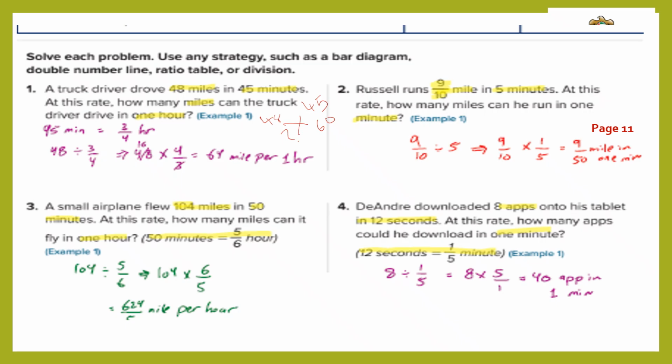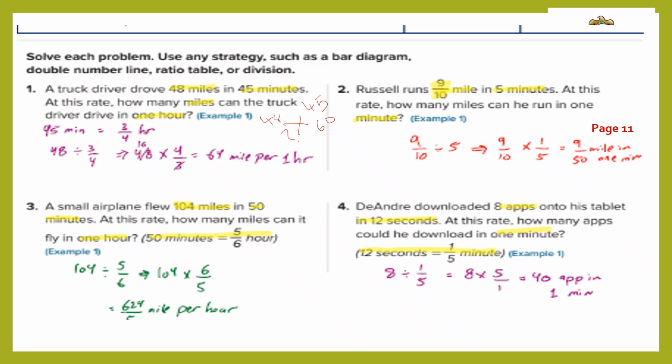Russell runs 9 over 10 miles in 5 minutes. So in 1 minute how much? So what to do? 9 over 10 divided by 5. Divided by 5 means you can multiply with the reciprocal of 5. Reciprocal of 5 over 1 is 1 over 5. Then do the calculation. In this question they can give you fractions also. These two are the same way. So try it, and if you have any doubt, ask me.